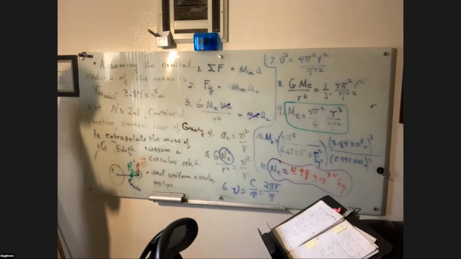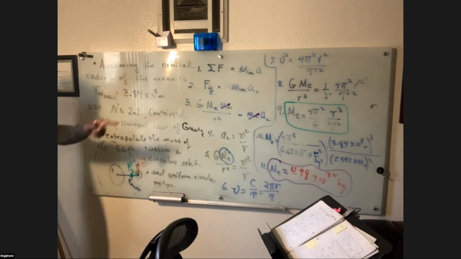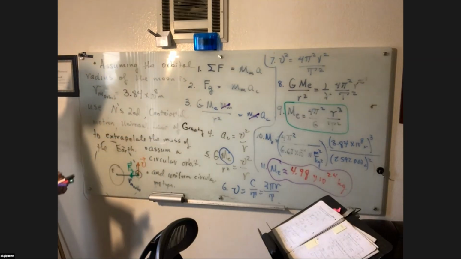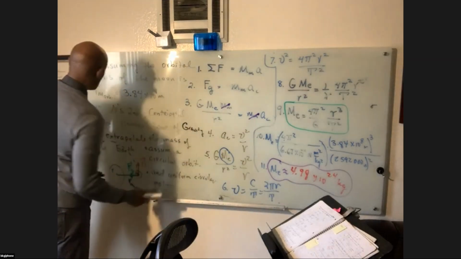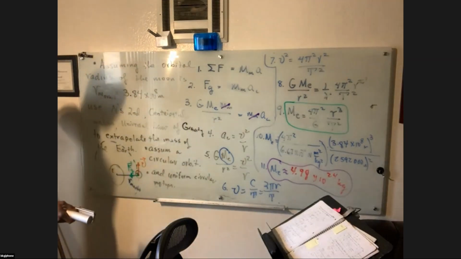Something's come up in this equation 9. Equation 9 is quite significant because it actually leads to one of Kepler's laws. Let me solve that equation for the period. It leads to Kepler's third law.